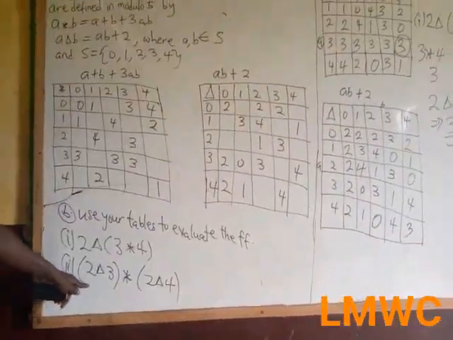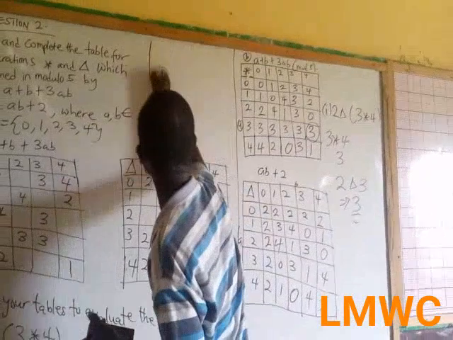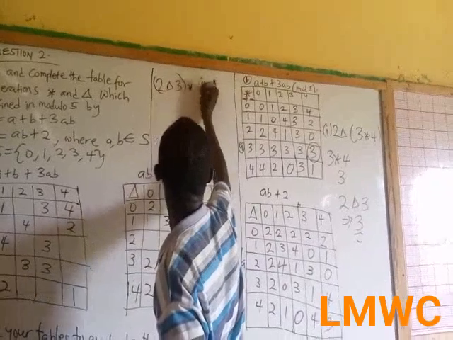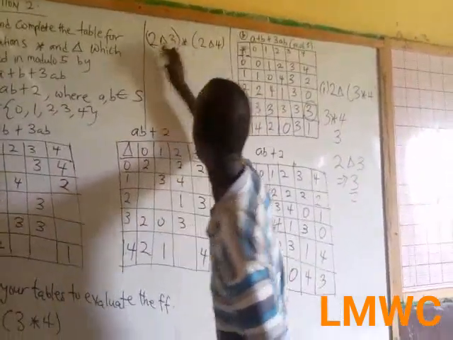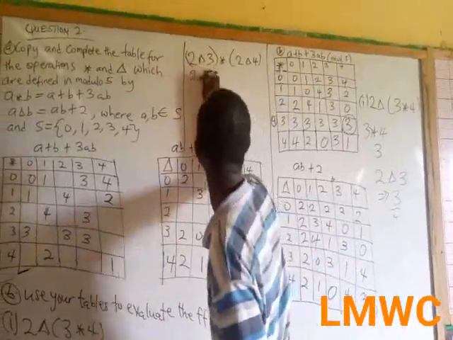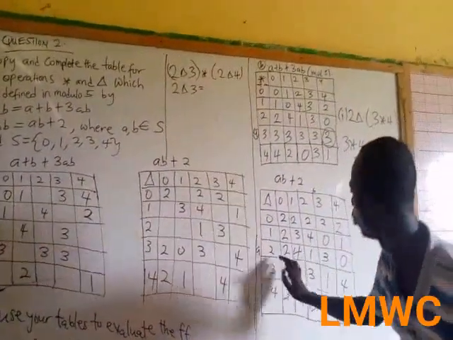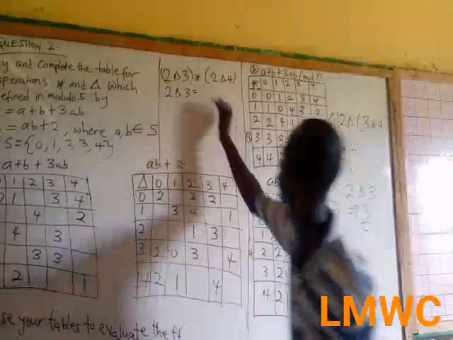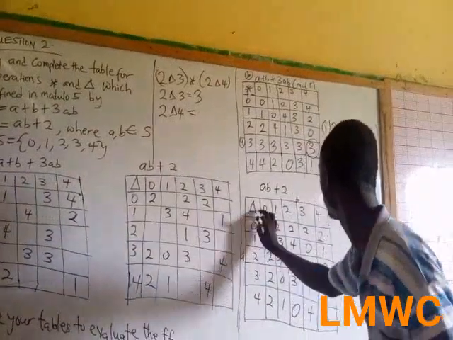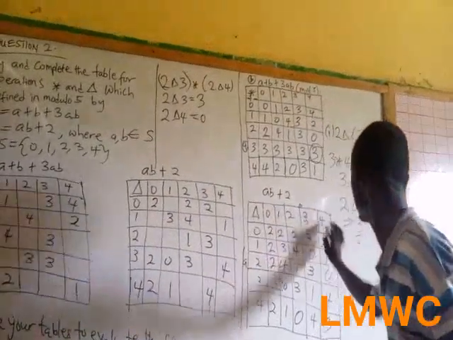Now, the second one, they have given us something like this. Let me work it out here. Star 2 star 4. So you work both brackets out first. 2 star 3, we are having what? We use this table. You can't use this symbol. 2 star 3 is what? 3. We know that it's 3. And 2 star 4 is what? That one too, we are getting 0.